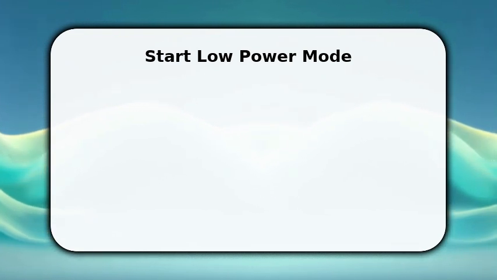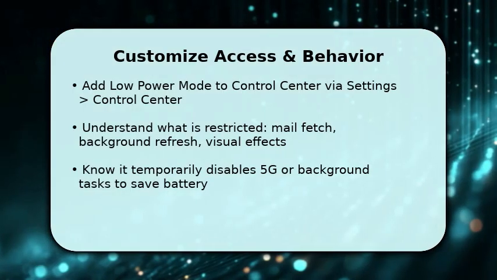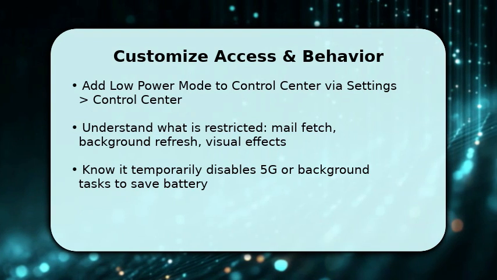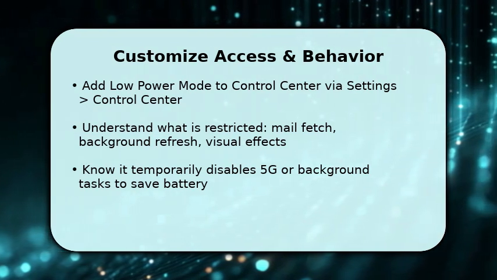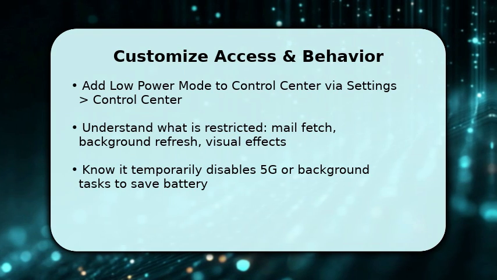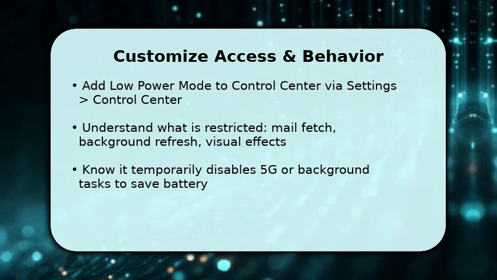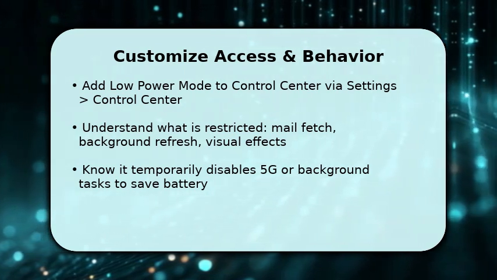Once low power mode is active, customize how you access it so you can toggle it quickly in the future. Go to Settings, Control Center, and add low power mode for one-swipe control. This saves time when you need it between charges.